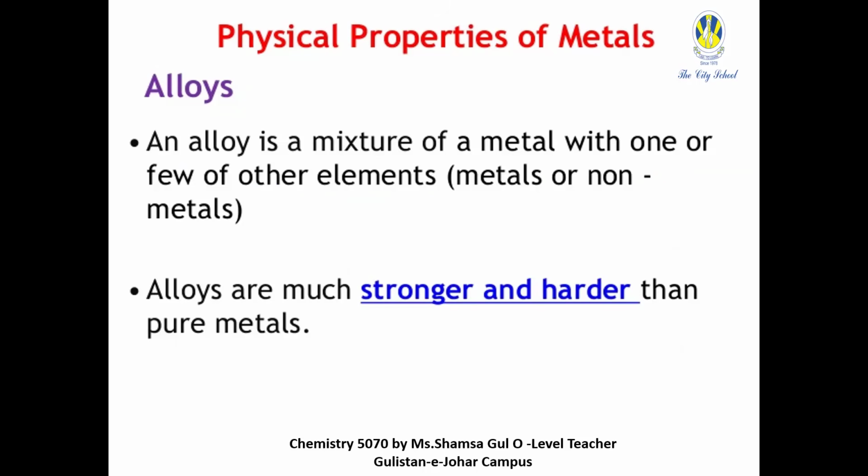Now, what does the question ask? State two properties of alloys as compared to metals. Two physical properties. So the two physical properties are that alloys are much stronger and harder than pure metals. Okay? I will share this presentation with you so you can make your notes. Ashana, do tell me why alloys are stronger and harder than pure metals. Any one of you? Any idea?